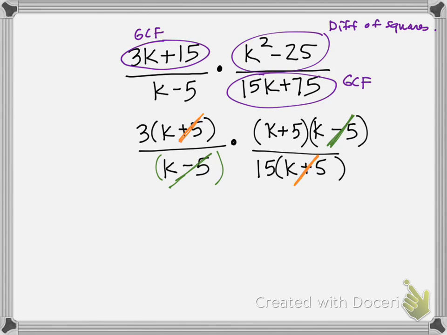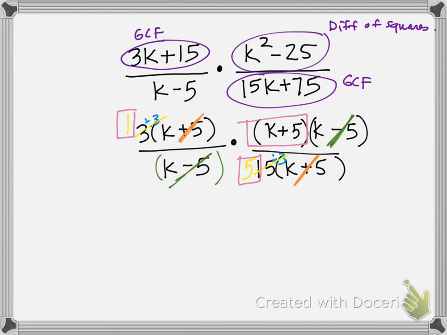I also notice that I can reduce 3/15, right? So I could divide this by 3 and divide this by 3. If I divide 3 and 3, you get 1. And if I divide 15 and 3, I get 5. So let's take a look at what we have left in the numerator. We have a 1, and we have this k plus 5. And in the denominator, I just have a 5 left over.